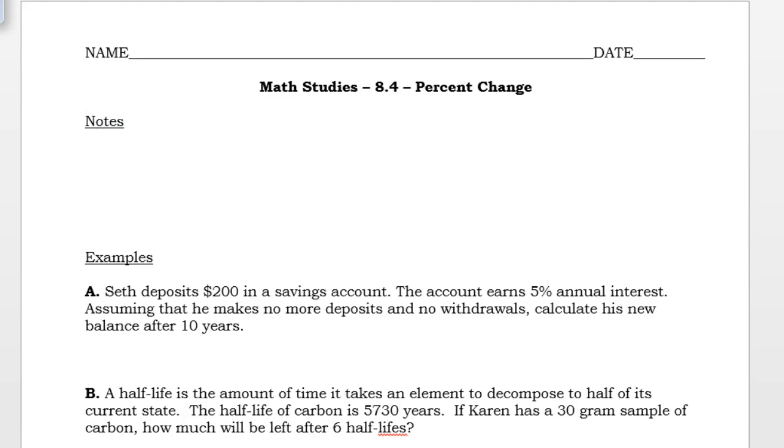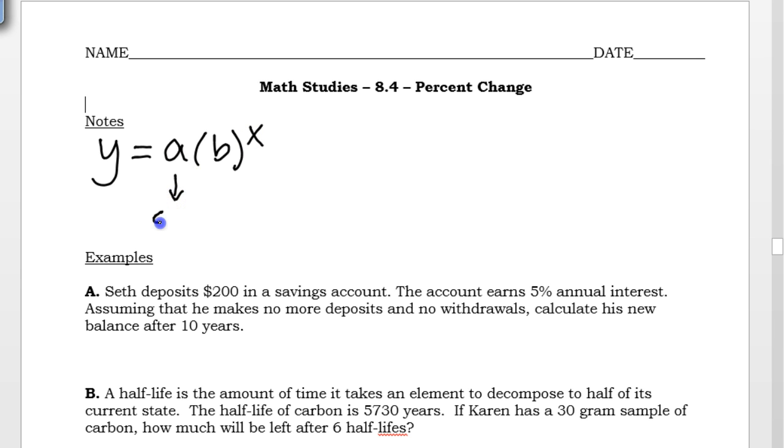Okay, this is Math Studies, Lesson 8.4. We're going to continue working with exponential equations. We're just going to have a little twist with the ratio. So we're still working with our y equals a times b to the power of x, where a is our starting value, our intercept or zero value, and b is our ratio.